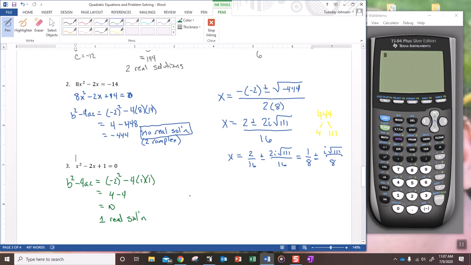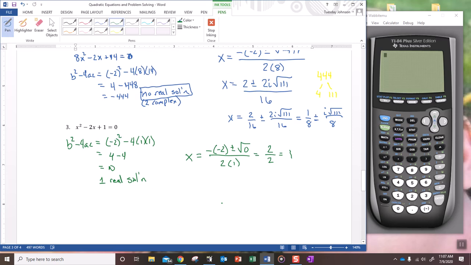Let's take a look. Our x values are negative b plus or minus the square root of 0 all over 2 times a. This is 2. Square root of 0 is 0. If I add 0, it's the same as if I subtract 0. There is only one solution, and so our x-intercept will be at the vertex, which is x equals 1.